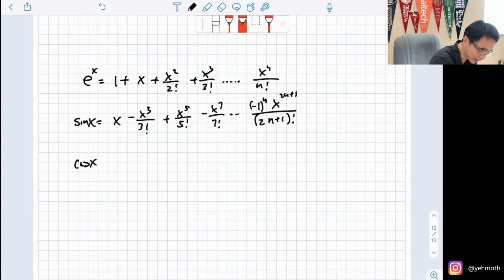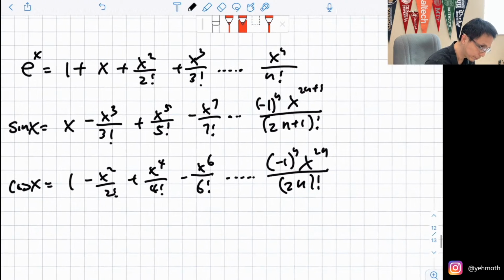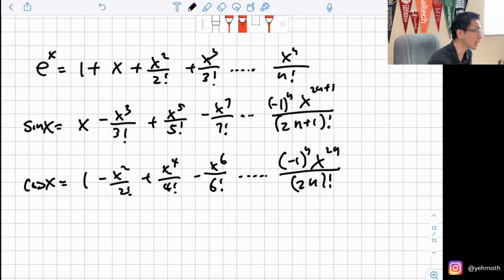And cosine of x is actually 1 minus x squared over 2 plus x to the 4 over 4 factorial minus x to the 6 over 6 factorial, and so on, to negative 1 to the n of x to the 2n over 2n factorial. So those are the three standard ones that you're going to encounter that you have to know for the AP exam.